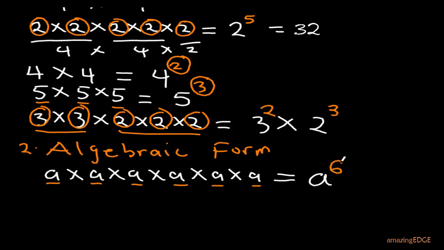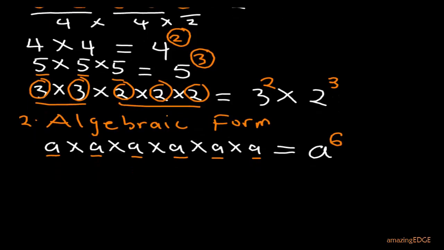We can look at another example. Supposing we have something like this. So let's use white color. Supposing we have 5 times A times A times A.